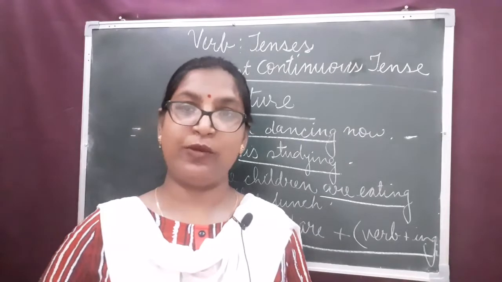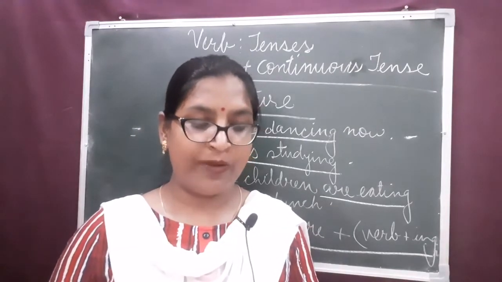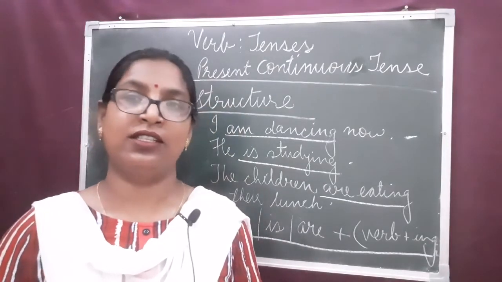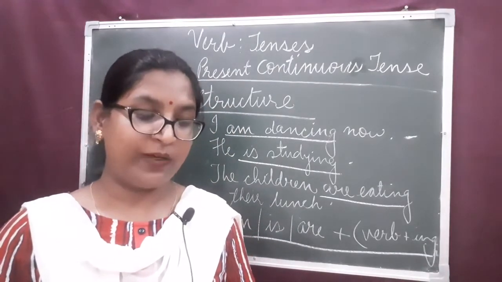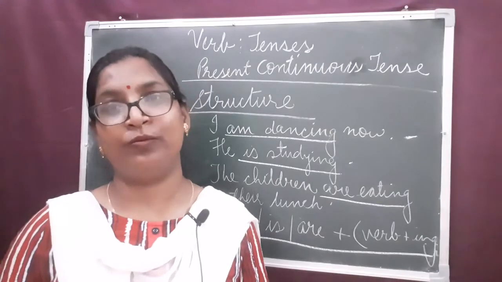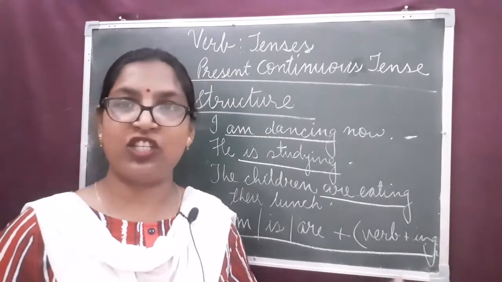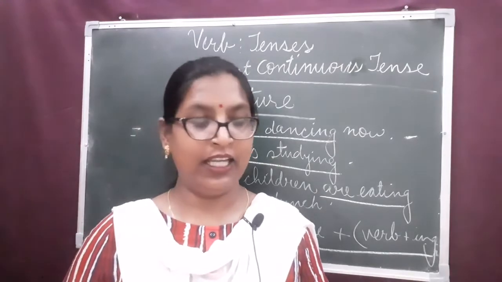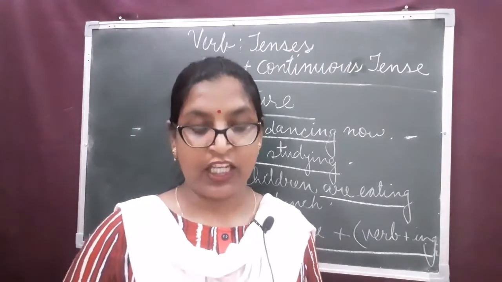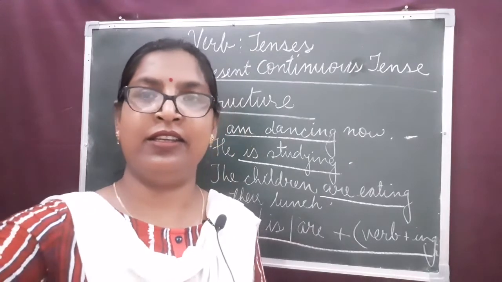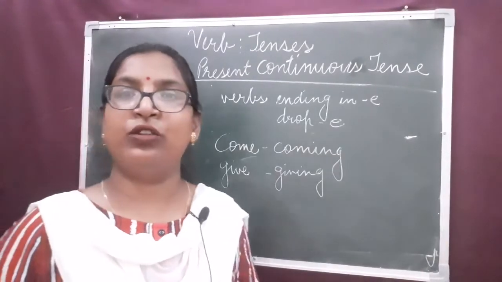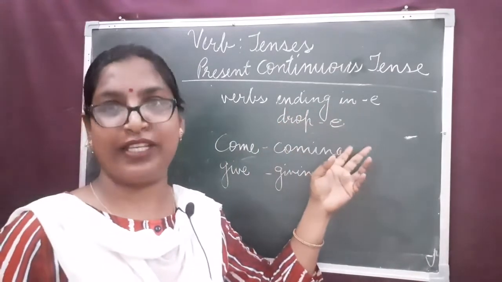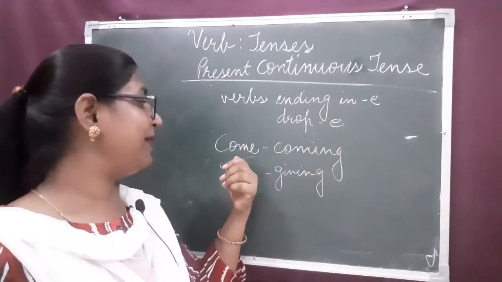Then turn to page number 84. To make the present continuous tense form, there are certain rules. How to change to present continuous tense form? Present continuous tense form means ing form of the verb. Verbs ending in E, drop E if the words are ending in E. So, dear children, look at the board. When verbs end in E, drop E. How? See the example.